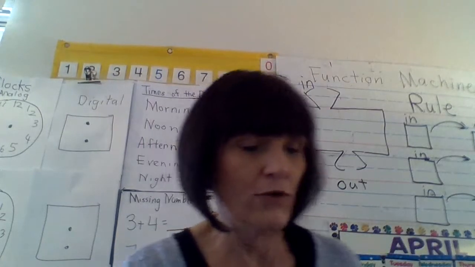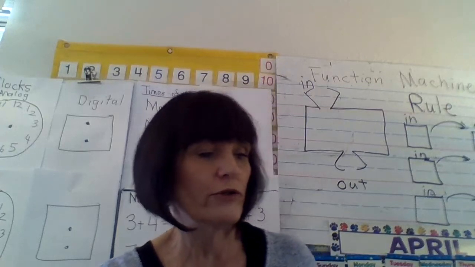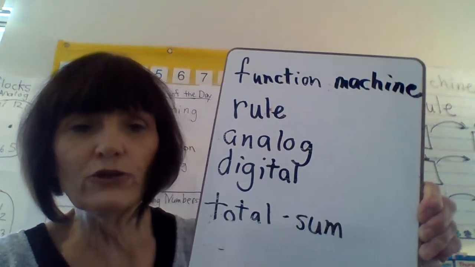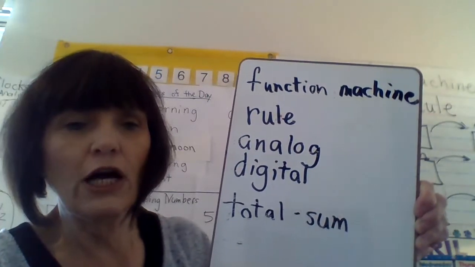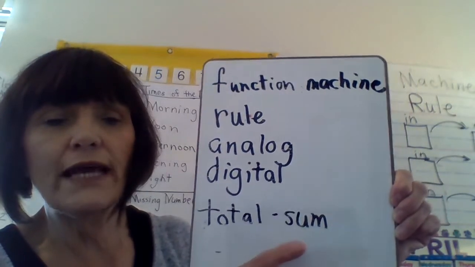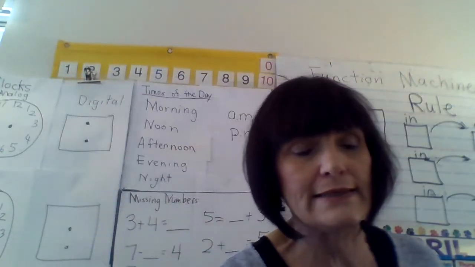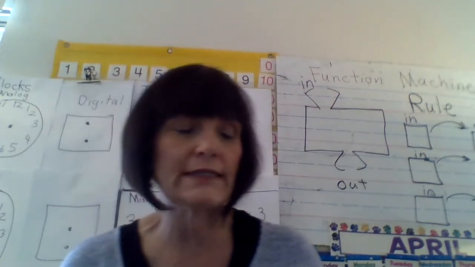All right, I want to talk about our vocabulary words. Function machine, the rule for doing the function machine, the analog and digital clocks, and totals and sums, and filling in the missing add-ins. All right, those are our vocabulary words today.